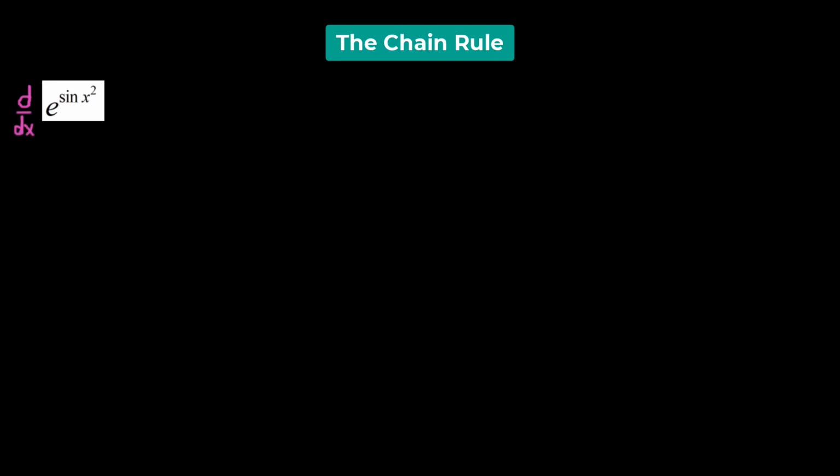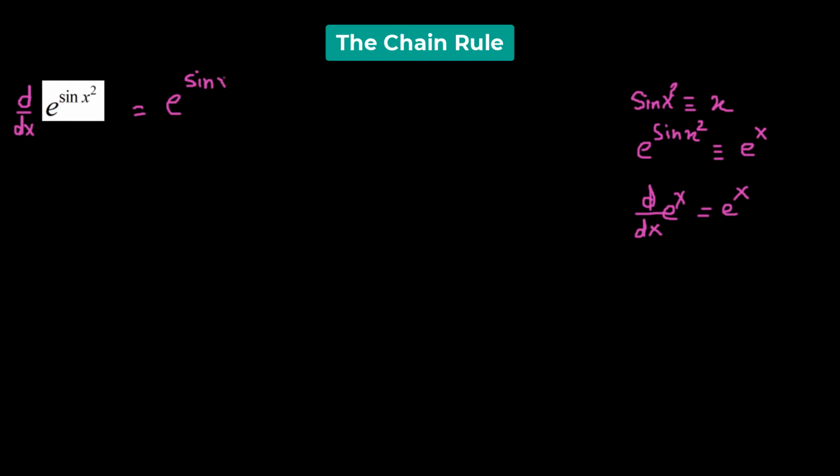So here we can assume that sine x squared is equivalent to x, then we'll have e raised to the power of x. And we know that the derivative of the exponential function gives us the function itself. So the derivative of e raised to the power of sine x squared is going to give us e raised to the power of sine x squared. Now we multiply it by the derivative of the assumed value, which is sine x squared.